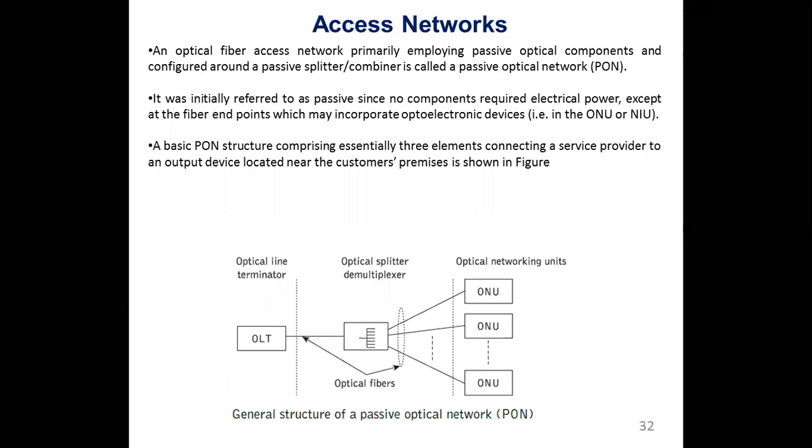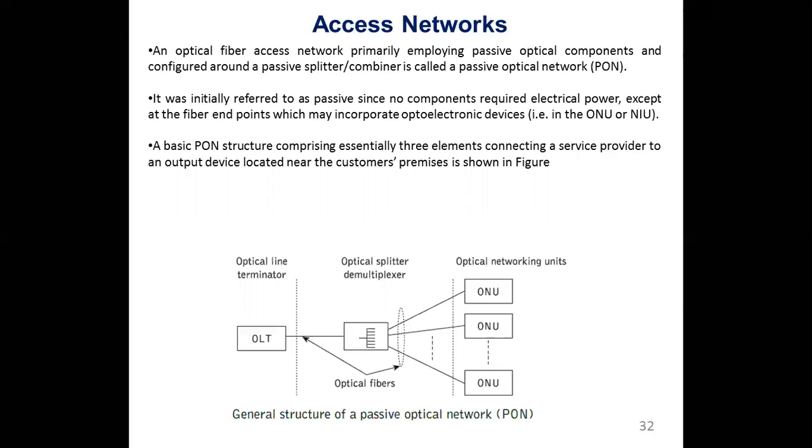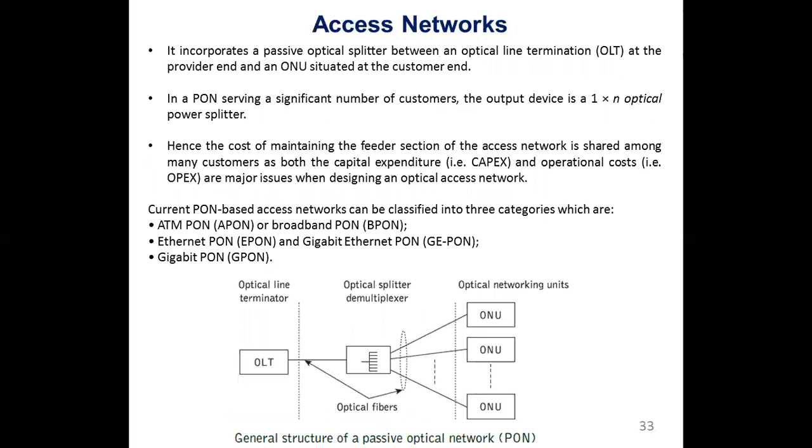The basic PON structure comprises three elements, connecting a service provider to an output device. This is shown in the diagram. You can see there is an OLT, the optical line terminator, optical fibers, optical network units, and an optical splitter or demultiplexer. This incorporates a passive optical splitter between the optical line termination at the provider end and an ONU situated at the customer end. In passive optical networks, a significant number of customers can be served. The output device is a 1 cross N power splitter.